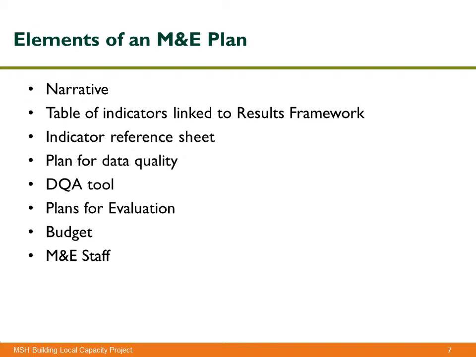There should be a table of all the indicators linked to the results framework, as well as indicator reference sheets for all the indicators. From the outset, there needs to be a plan for the assurance and assessment of data quality, included along with a tool for assessing data quality, as well as a plan for when and how program evaluation will be carried out. It is also important for the plan to articulate all the staff who are involved in M&E, both internal and external, as well as what their roles are.